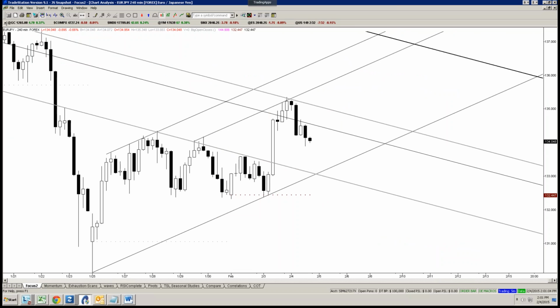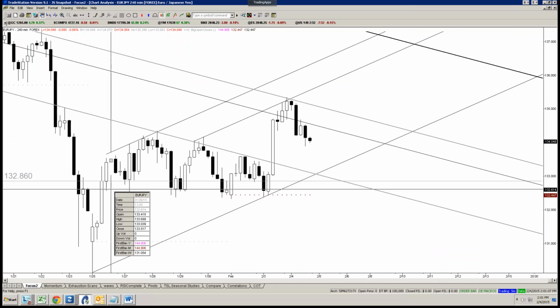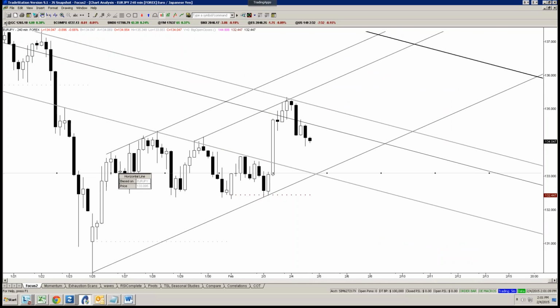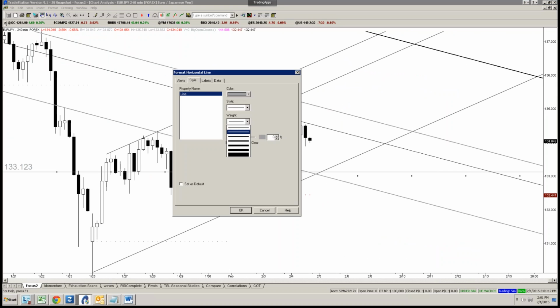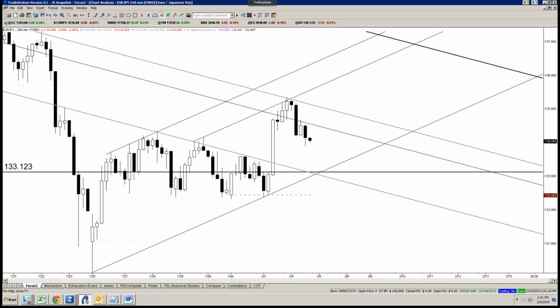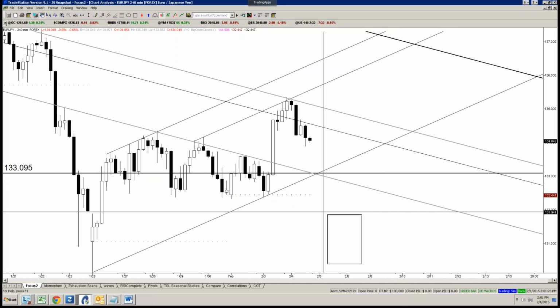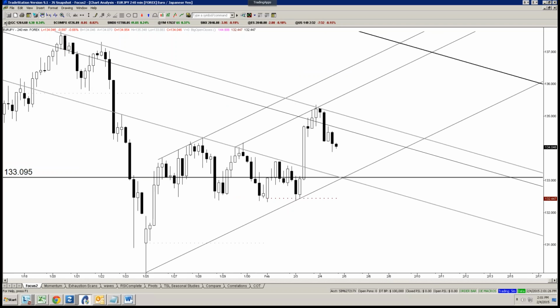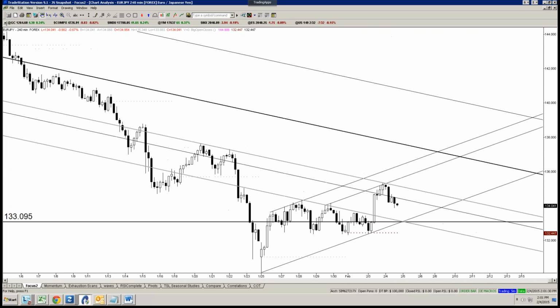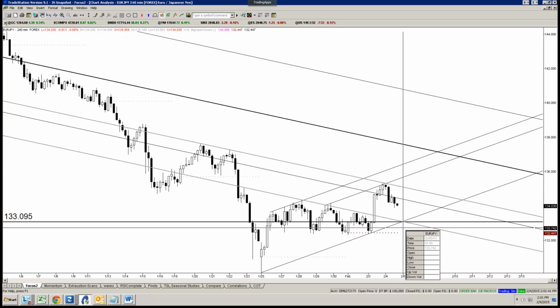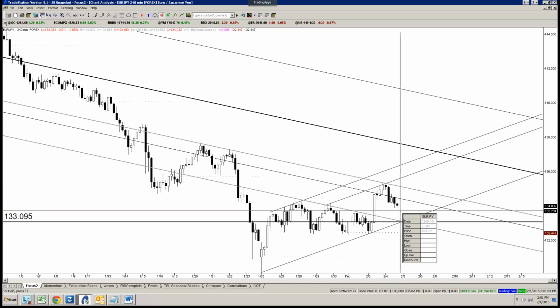And finally, you want to have 133.10 down because that is the daily reversal support, 133.10, 133.095 to be exact. Okay? And right there is 133.10. So, this is why I think you could get support tonight around 133.10. Okay?